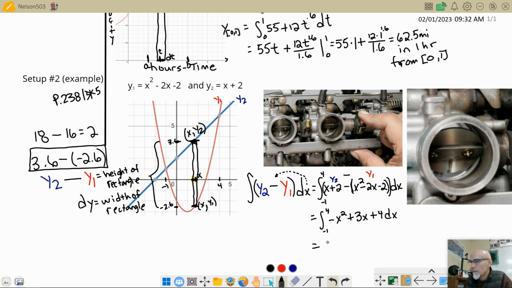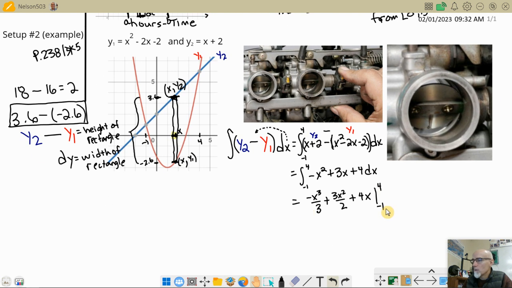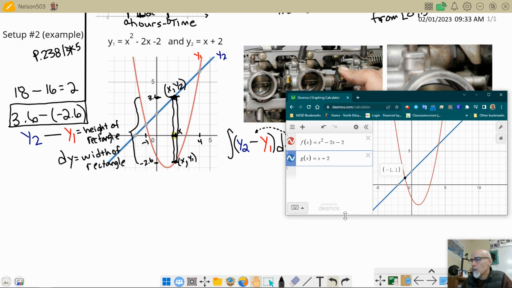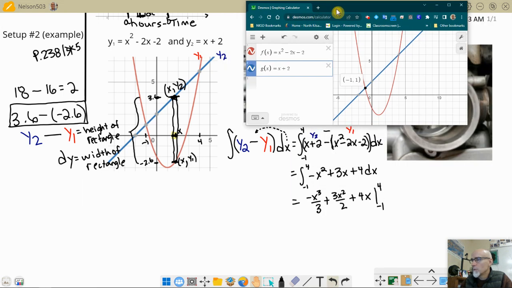Okay, let's take the antiderivative. -x cubed over 3 plus 3x squared over 2 plus 4x. We put our evaluation bar down, -1 to 4. And we evaluate it by plugging 4 into our function, and then plug the -1 in. Probably the safest thing to do would be to do that on Desmos, right? So let's think about how we could do that on Desmos. This is our y sub 2. This is our y sub 1, isn't it? Let me move this around a little bit. Oh, excuse me. The blue is the y sub 2. This is the y sub 1 up here.